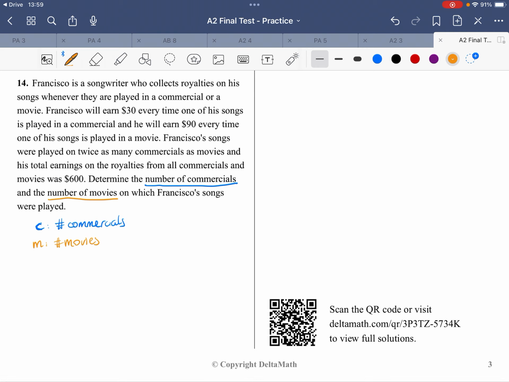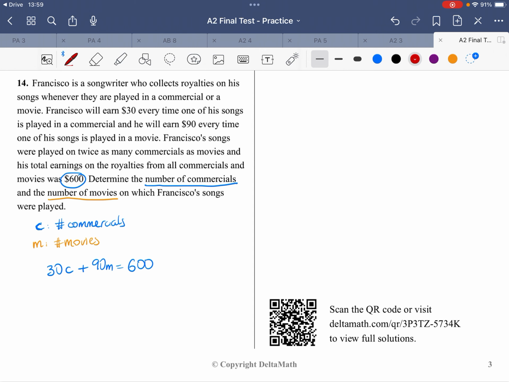Once I have my 2 variables, now I can write the equations. I'm probably going to need 2 equations. So in this case, you can go to totals. So that's a total. It sounds like $600. How does Francisco make $600? Well, he makes $600 from 2 things, from commercials and movies. He makes $30 for every commercial, and then $90 for every movie. That's one equation, but since we have 2 variables, we're going to need a second equation.